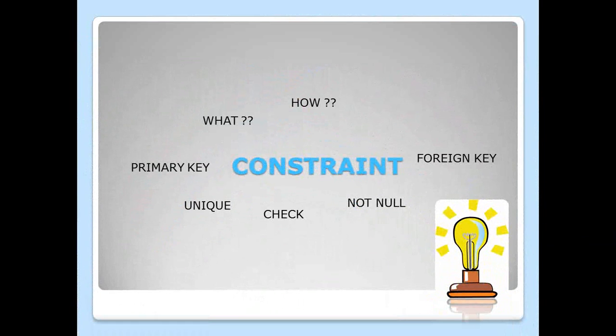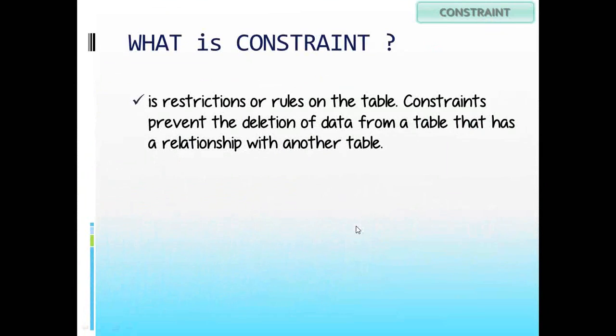Constraint. What and how. Here are the kinds of constraint. What is constraint? Constraint is a restriction or rules on the table. Constraints prevent the deletion of data from a table that has a relationship with another table.